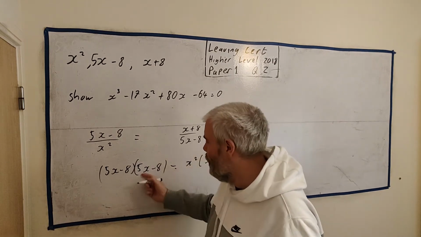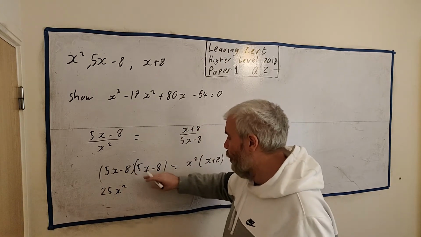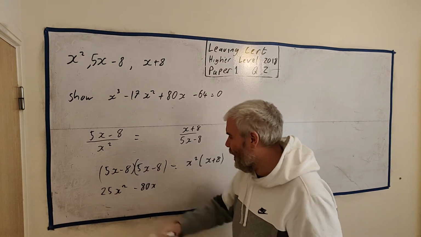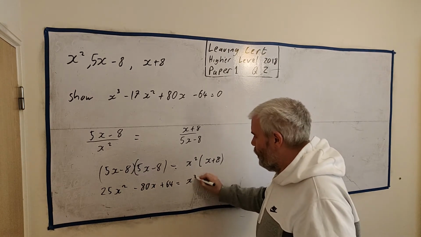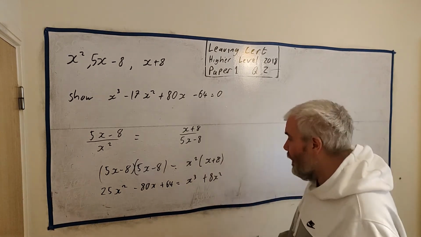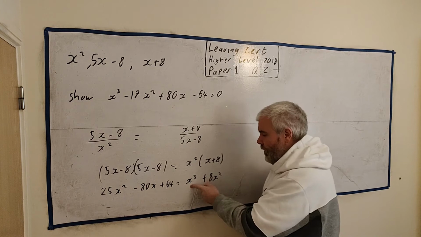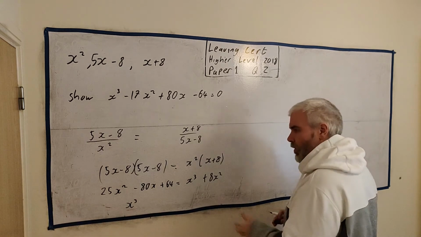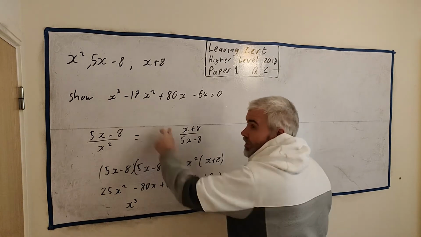Let's multiply that out. We'll get 25x squared here. We'll get minus 40x minus 40x, so minus 80x from both of them. Minus 8 by this, minus 8 by that one. Minus 8 squared is plus 64. This is equal to x cubed plus 8x squared. Get them all over the same side, and we might as well keep the x cubed positive, so we'll get everything over to the right side. We'll get x cubed. All the x squareds are 8x squared minus 25x squared, which is minus 17x squared.